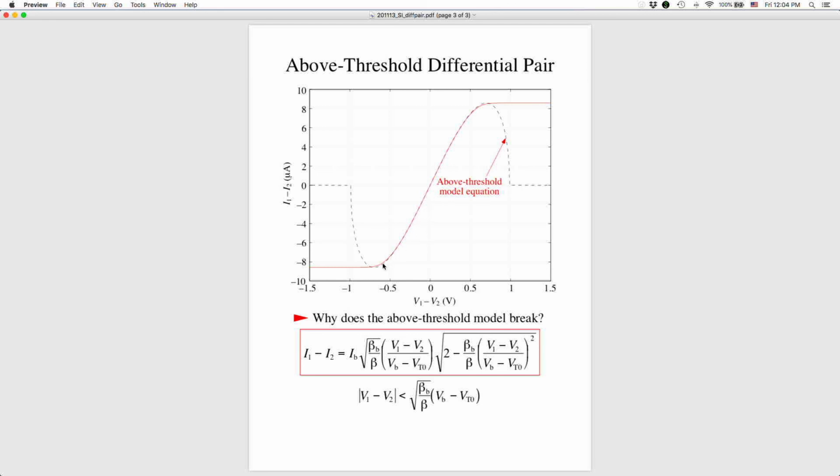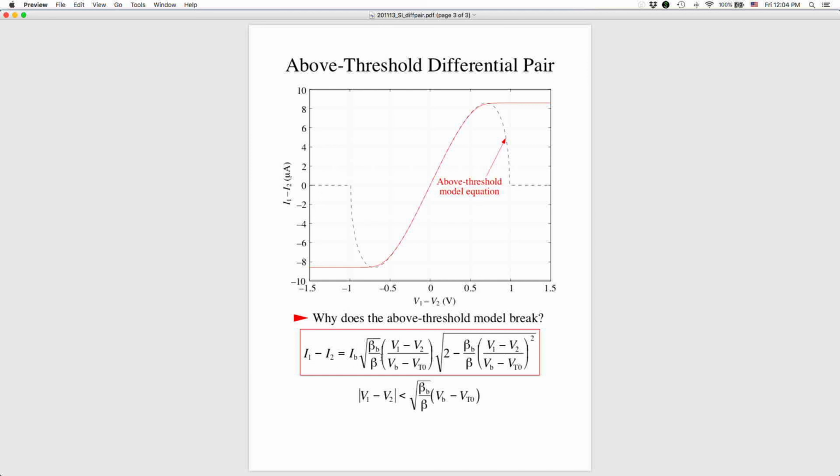Over here, it would be M2 that's getting all the bias current and M1 that is going into moderate inversion and weak inversion by the time we get down here. And so that's what breaks here with the above threshold diff pair model. So this equation is not super important.